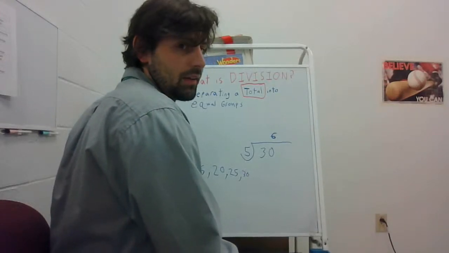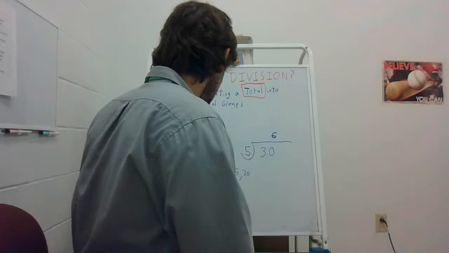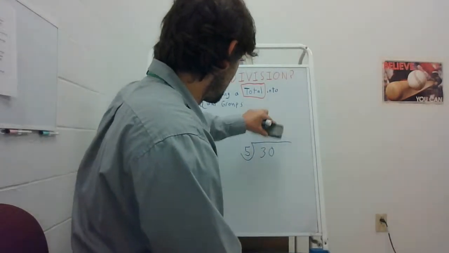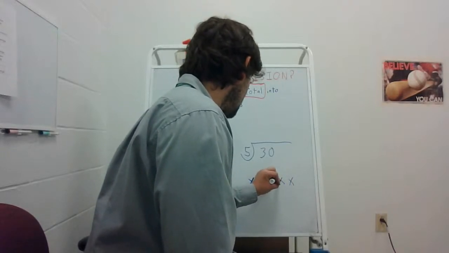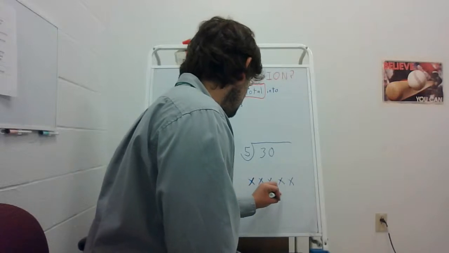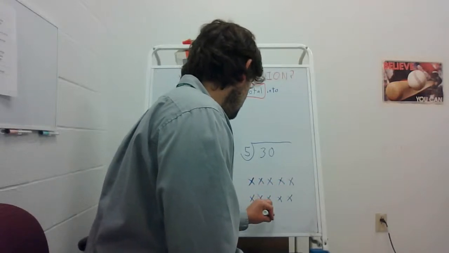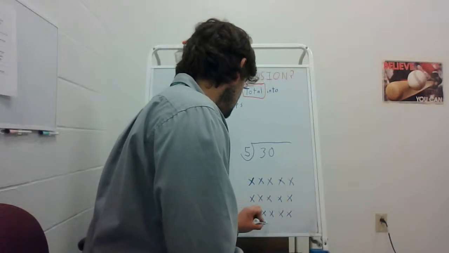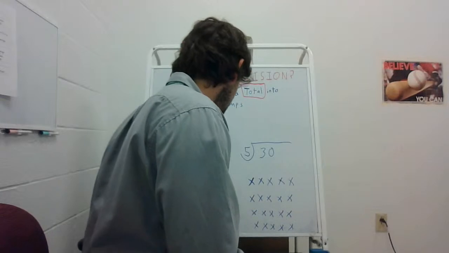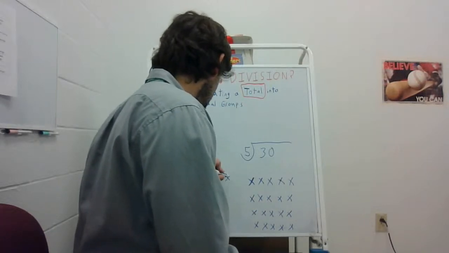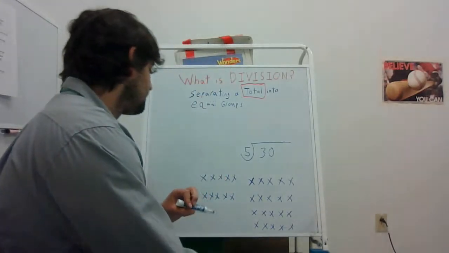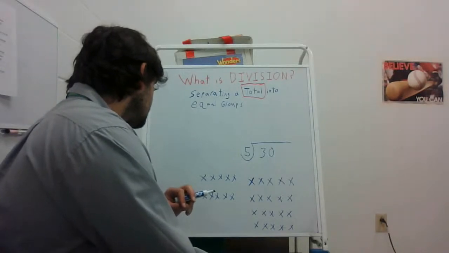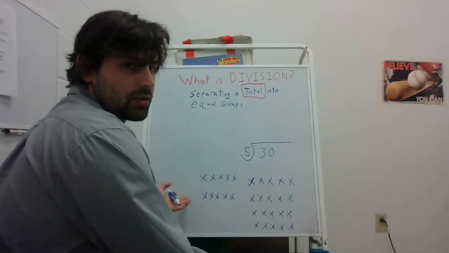Now, another way to do it, if you're not fluent with skip counting yet, is you can draw 30 x's and put them in rows of 5, and then draw circles around every 5 x's. So I have 30 total x's, and each of the 30 total x's are in rows of 5.